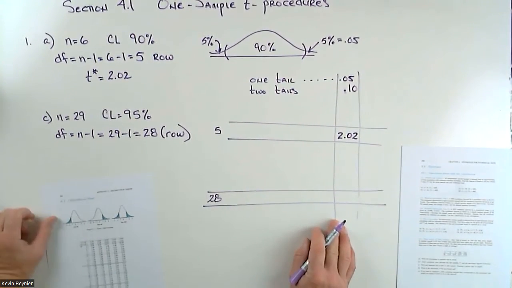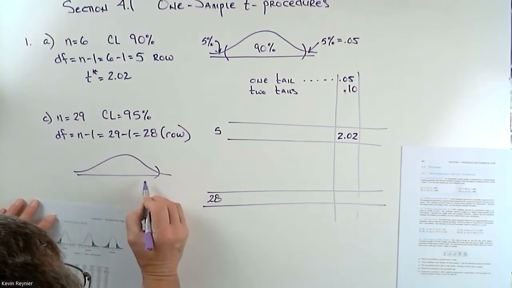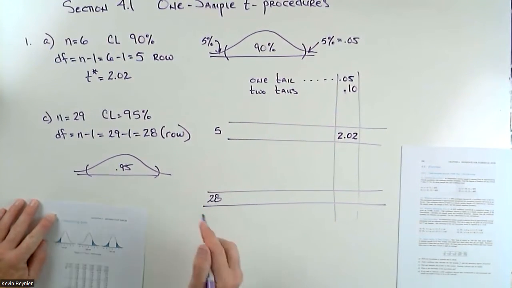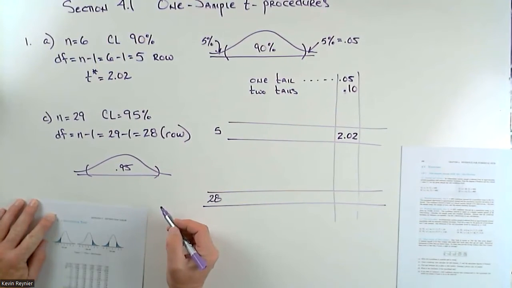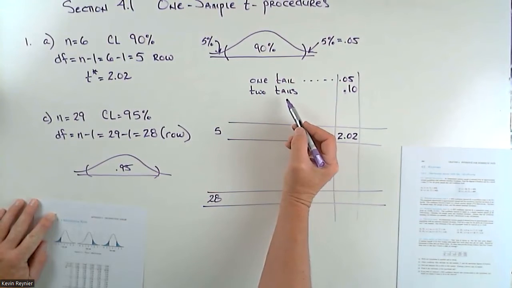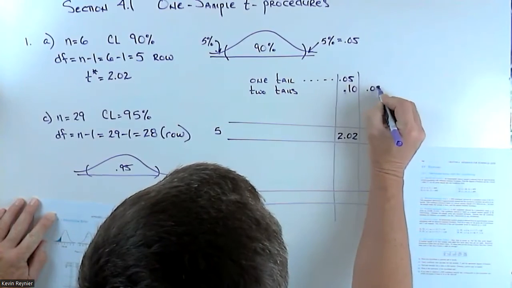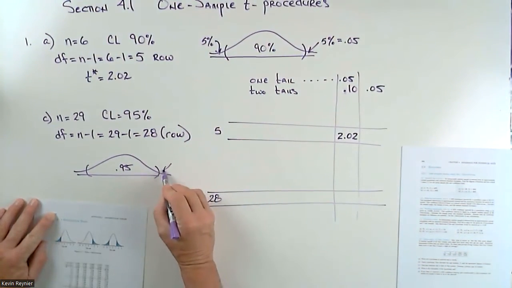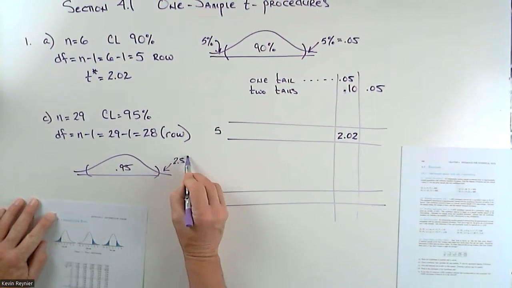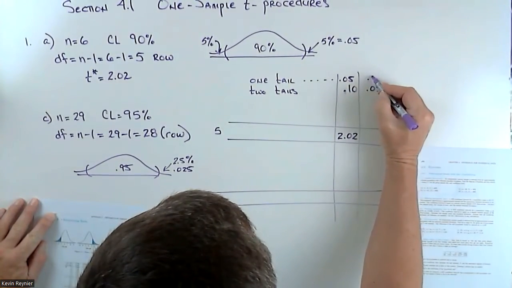And we have a 95% confidence interval. So what does that look like? Well, the middle is 0.95, or 95%. That means we have 5% left over. So if we were using 2 tails, we'd have 5%, and we'd be looking for 0.05. In the 1 tail, there's going to be half of that, so that's 2.5%, or 0.025, which is the same column.